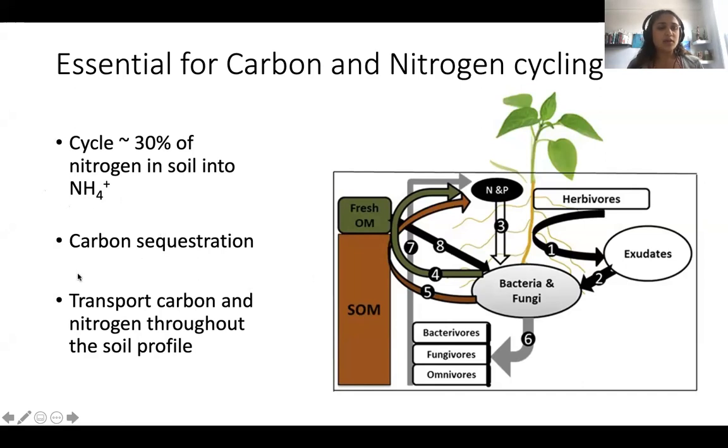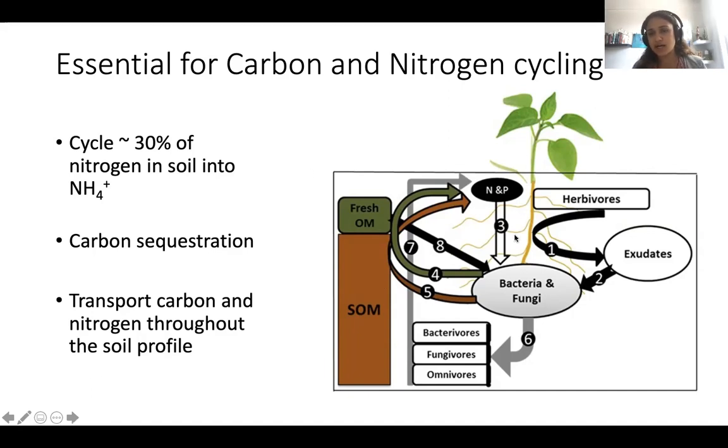And nematodes are extremely essential for carbon sequestration, as they essentially will mineralize carbon, and they're actually found in aggregates. And so when they mineralize that carbon, it is then stored within these aggregates. And essentially, nematodes are active within the soil profile. So as nematodes move and they're simultaneously cycling these nutrients of carbon and nitrogen, they will transport this carbon and nitrogen throughout the soil profile.